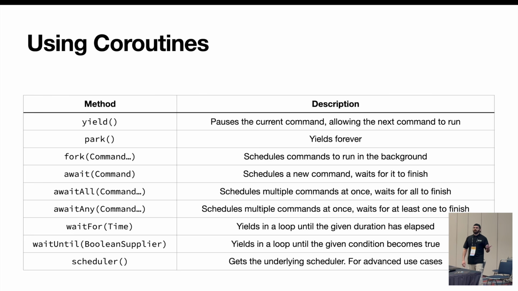Await any, same thing. This is like a race command, if you're familiar with that in V2. It'll wait for any of those commands in that list to finish, and then cancel whatever is still running when the first one wins. Wait for, waits for a time period.